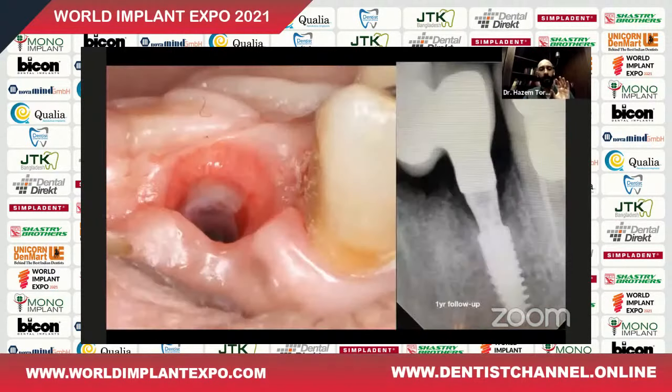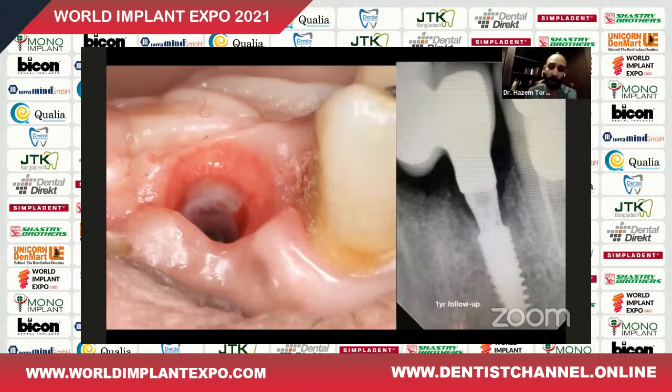Now, you can see 1 year follow-up with excess cement, but the crestal bone levels are completely stable. And just take note of where the excess cement position is compared to the implant surface. It's at least 5 millimeters away from the implant surface.